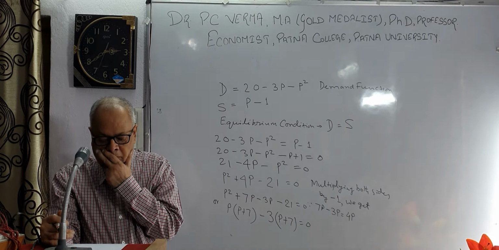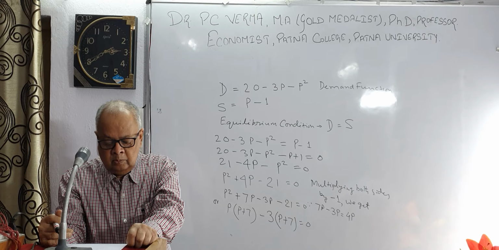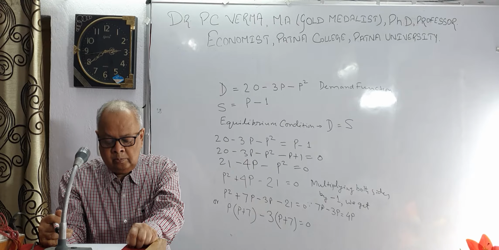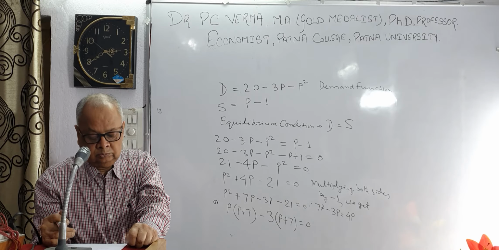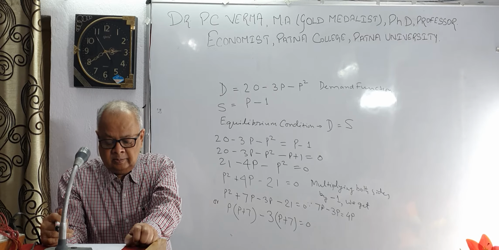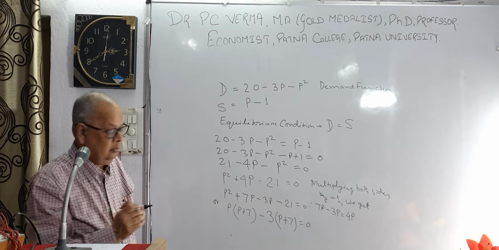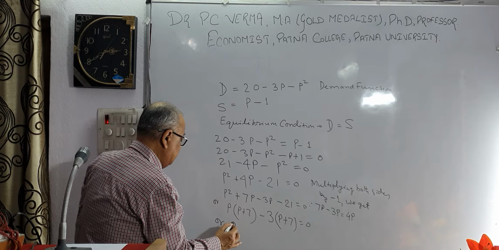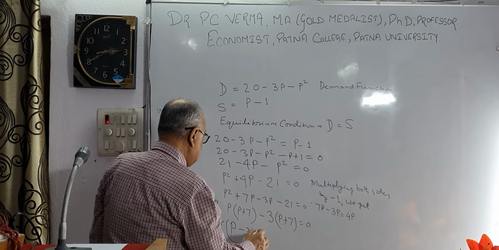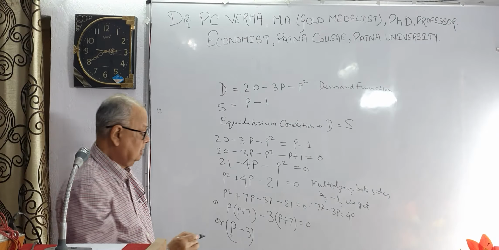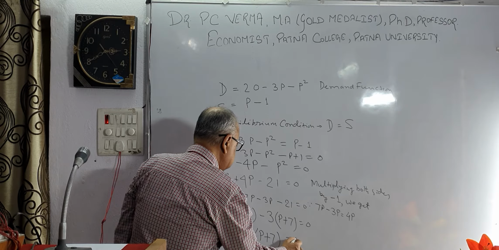Now we will have P minus 3 and P plus 7 is equal to 0.